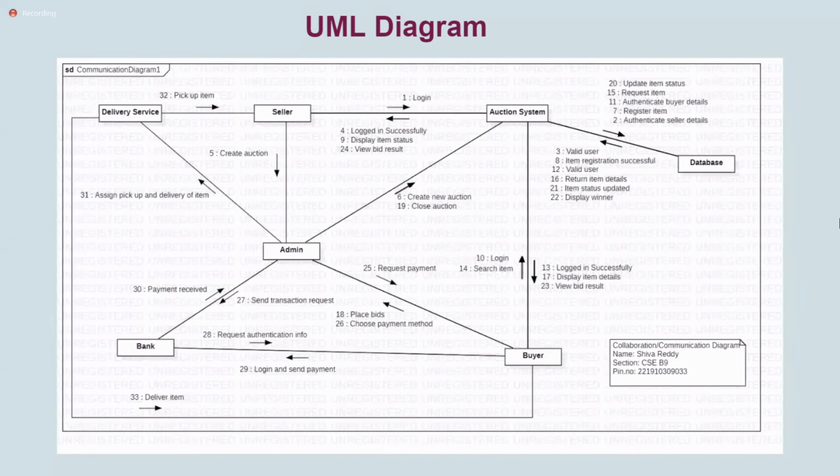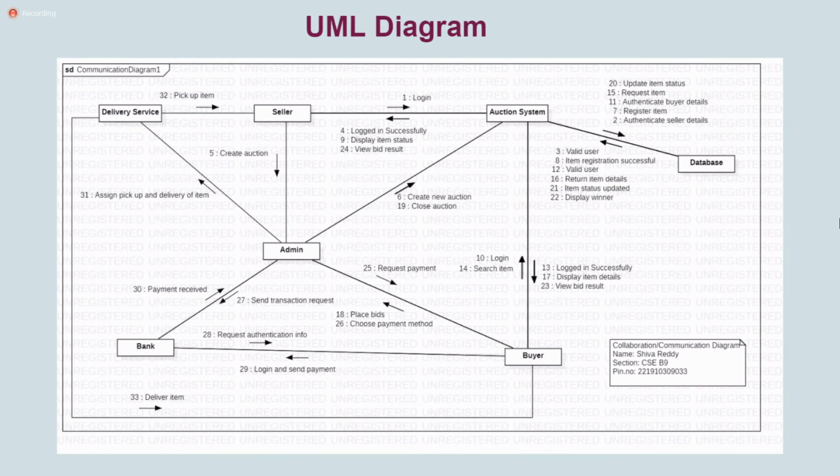After that, the buyer selects the required item and places the bids. And here the admin continuously monitors the bids and closes the auction when bids stop. Then the auction system updates the item status in the database and reveals the winner of the auction.